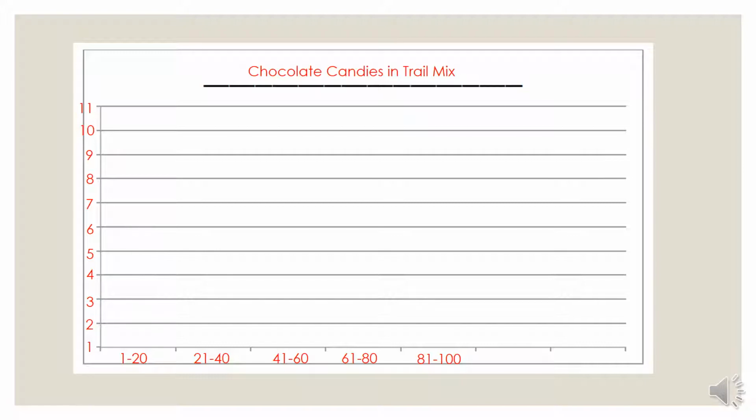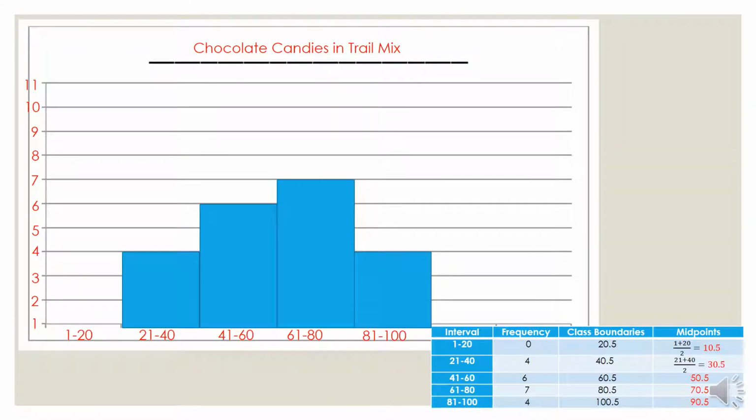All right, so now I need to go back and look at my frequency table to fill in this histogram. So I've put the little frequency table down here at the bottom so that I can refer to it. Now I need to draw my bars. Now remember, in histograms, the bars touch. So I've made sure the bars are touching. From 1 to 20, there were 0 chocolate candies that fell in that interval. So you see I don't have a bar for the first interval.